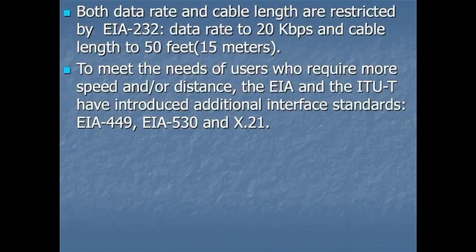Other interface standards. Both data rate and cable length are restricted by EIA 232, data rate to 20 kilobits per second and cable length to 50 feet, 15 meters. To meet the needs of users who require more speed and/or distance, the EIA and the ITU-T have introduced additional interface standards: EIA 449, EIA 530, and X.21.